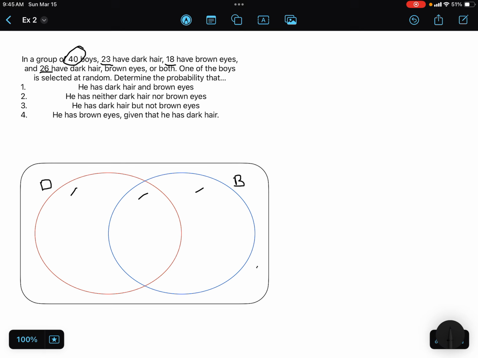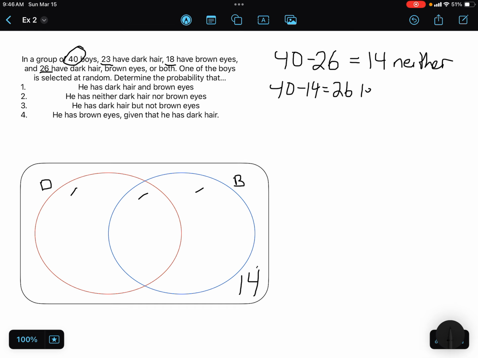So let's see how many that is. We've got 40 total, and 26 land in the circles in some way, shape, or form. That means 14 of them are neithers. So I'm going to write my 14 out here, okay? Now, what that does is it leaves us, if we take our 40 minus those 14, we're going to have 26 left for the circles. Now, just how do we distribute those 26?